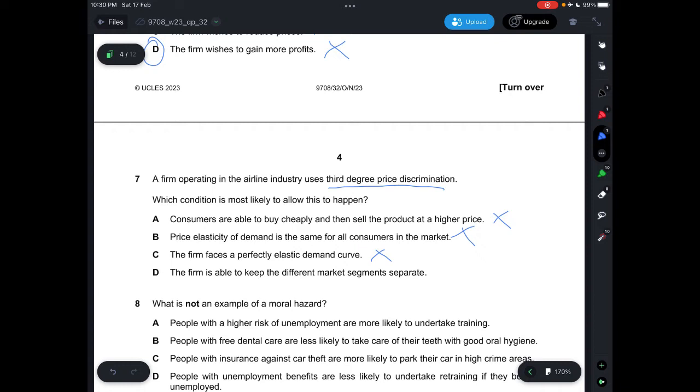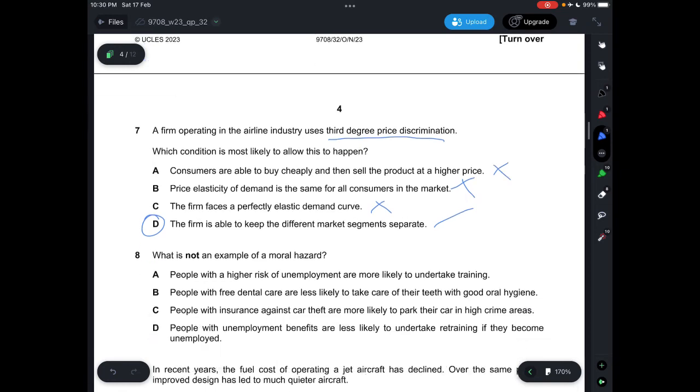Like what I mentioned, the price elasticity of demand is not the same for all consumers. So C and B are considered to be relatively similar in the way that the question is asked. And D says the firm is able to keep the different market segments separate, for example, kids, disabled, elderly. So the answer is D.